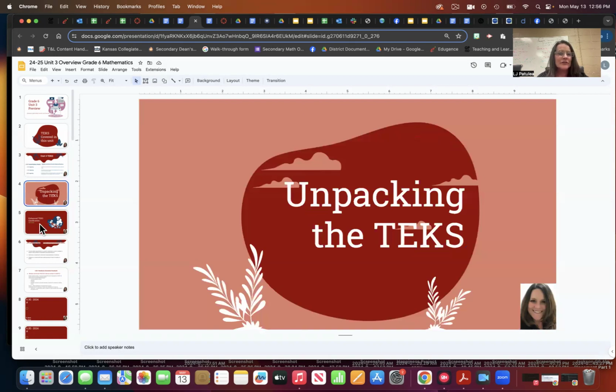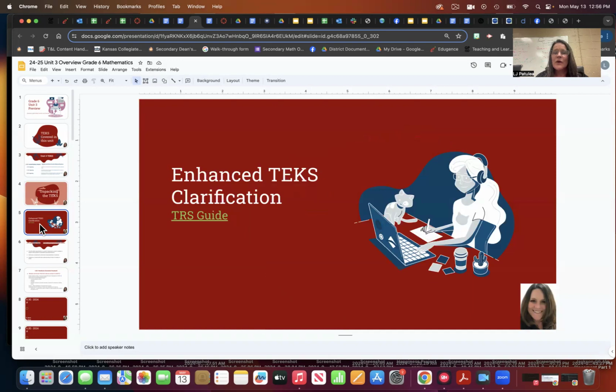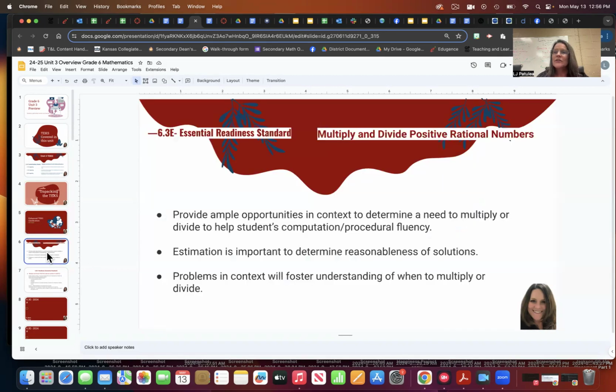Unpacking these standards. First, in the slide deck, you have access to the TRS guide and the TEKS clarification document. So here's a simple unpacking of 6.3e, an essential readiness standard. Make sure you provide ample opportunities in context to determine a need to multiply or divide to help students' computation and procedural fluency. Estimation is important to determine reasonableness of solutions. And problems in context will foster understanding of when to multiply or divide.